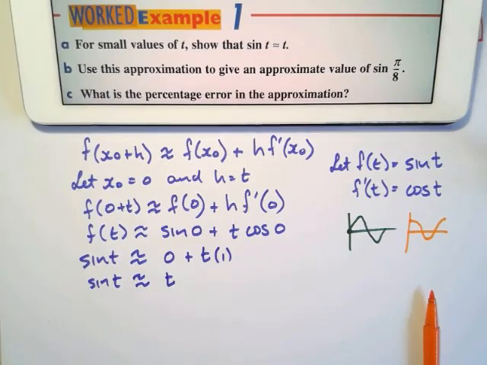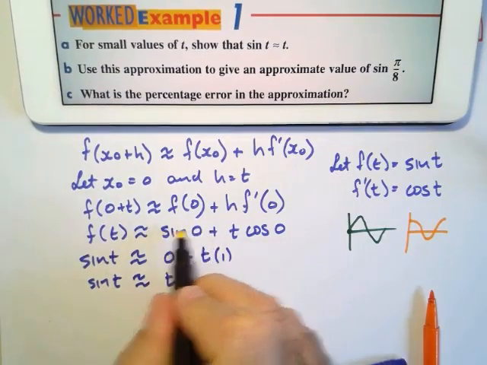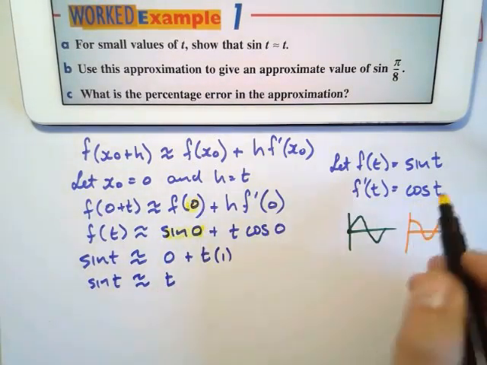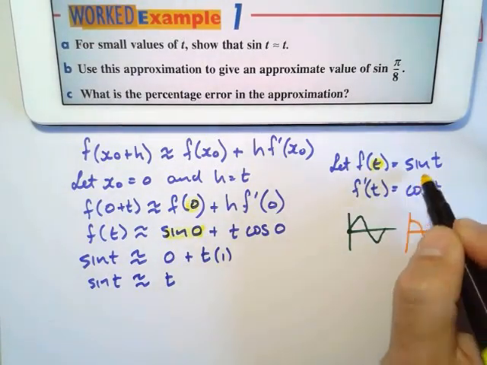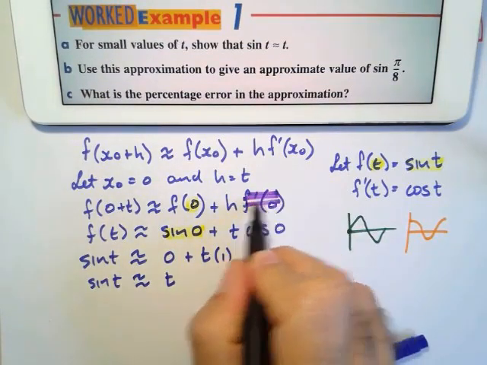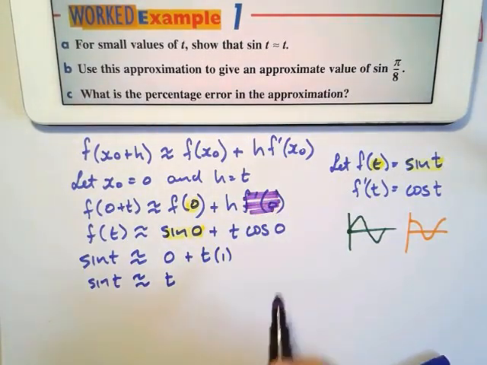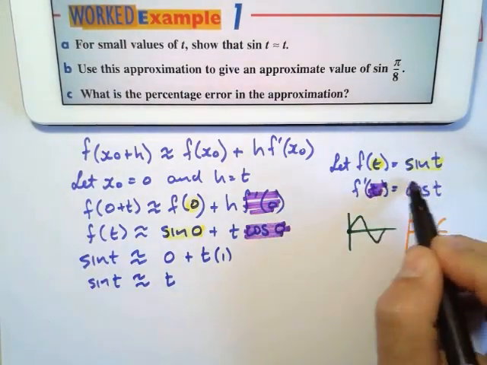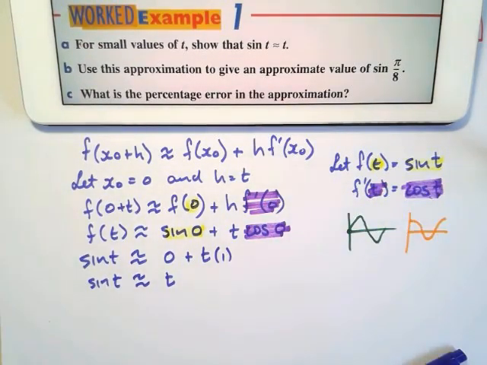Just a quick thing. Where did I find these values? The sine at 0, when I substitute 0 in there, I get the sine of 0, and I found this value. I found that value, this one, by substituting it in there. That's where I found those values.